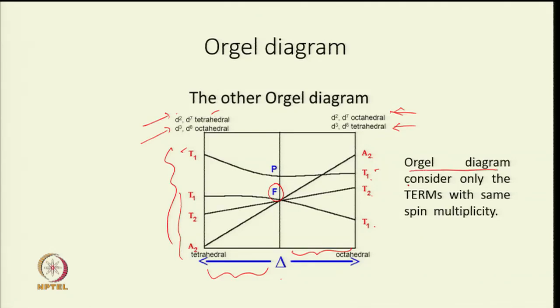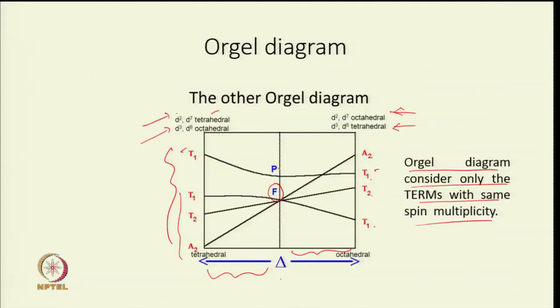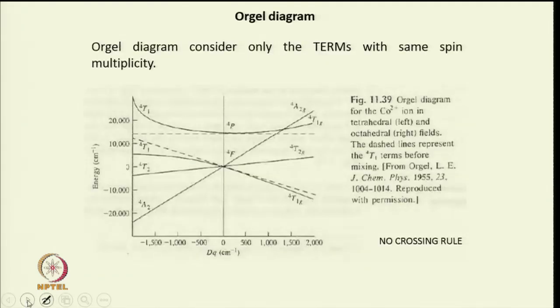So, the Orgel diagram considers only the terms with the same spin multiplicity. If you remember, these are with the same spin multiplicity, and that is what we are looking at. Only these are shown here. So, D2 tetrahedral is the same as D8 octahedral, and D2 octahedral is the same as D8 tetrahedral. Okay. There is another important thing to understand, which is known as the no crossing rule.